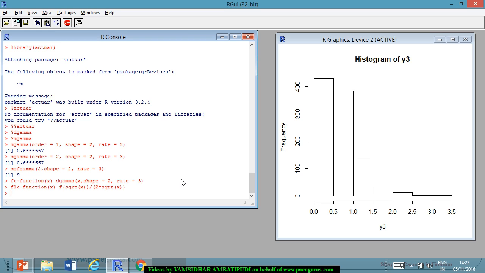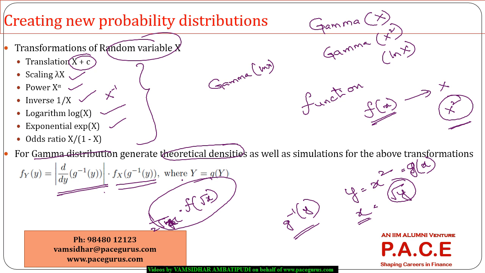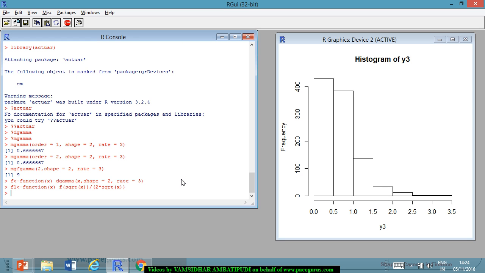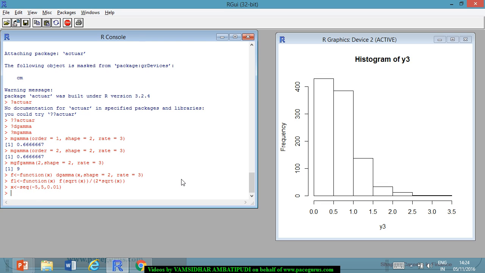So f of x is the dgamma. Now instead of f, I am taking the transformed one because I want to find out the gamma associated with x squared and come out with a new function altogether. So that's how I have taken these two. So instead of x, now I want to look at x squared, and for x squared this is what I can generate. Now let's look at x, where I am taking the values from -5 to +5 incremented by 0.01. So based on that, let me plot x comma f of x.